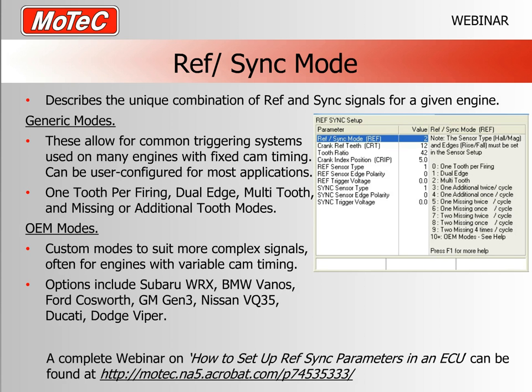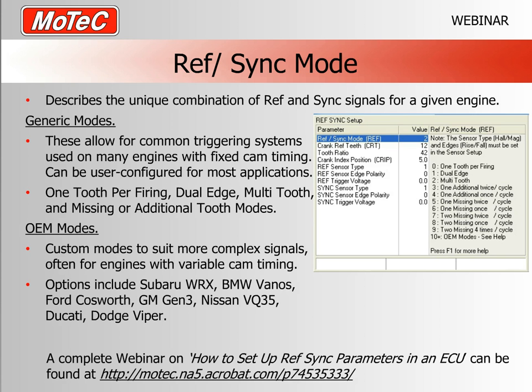So what we have, for example, are one tooth mode where you have one reference tooth per firing, which is an older style of triggering mode. And then we have many other modes such as multi-tooth modes where you may have, for example, 36 teeth on the crank trigger. And then we also have missing and additional tooth modes where you may have some teeth on the crankshaft and then a gap in those teeth. And once again, that helps us identify whereabouts in the engine cycle we are. So the generic modes allow you to have multiple combinations where you may have a particular type of crankshaft trigger sequence and a different type of camshaft or synchronization sequence.